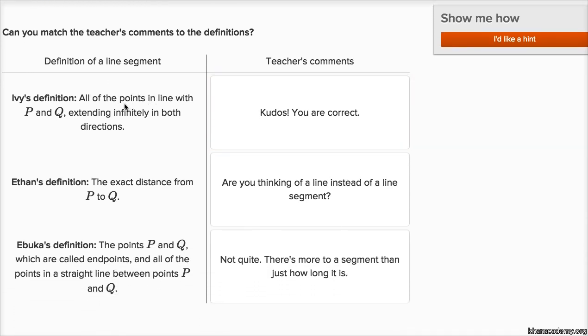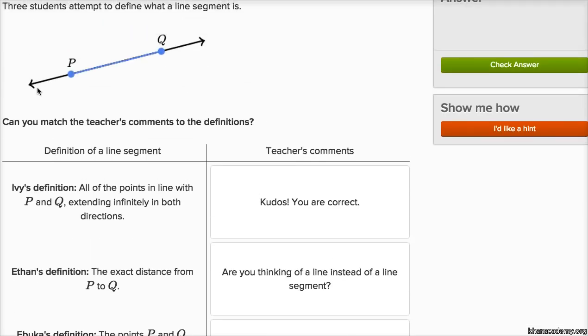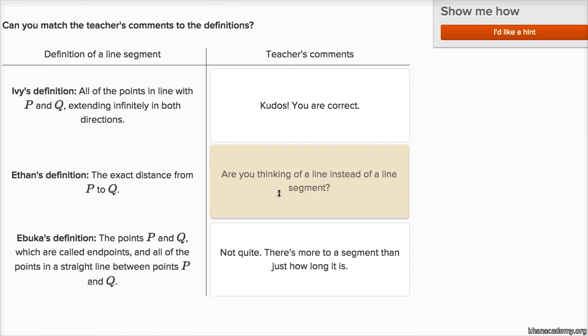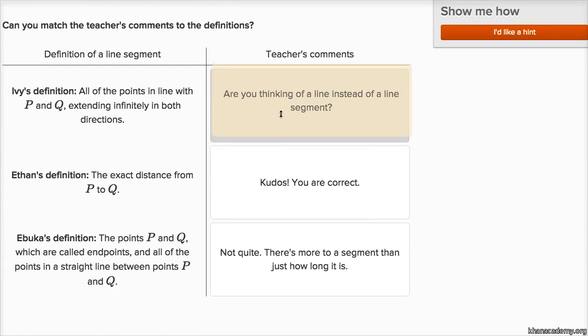Ivy's definition: all of the points in line with P and Q extending infinitely in both directions. Well, that would be the definition of a line. That would be the line PQ. That would be if you're extending infinitely in both directions. So I would say, are you thinking of a line instead of a line segment?